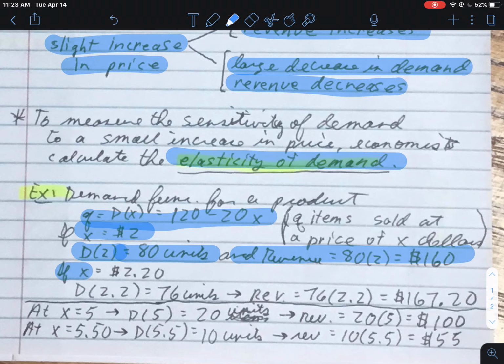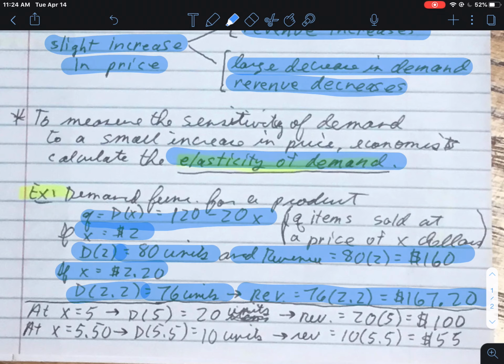Well, let's increase our price. Let's increase X to $2.20. What would be our demand, or the amount that we would expect to sell at $2.20? D of 2.2 drops us down to 76 units. So we had a decrease in the demand from 80 to 76 units. But what happened to revenue? We're selling 76 units at $2.20 apiece, so we have total revenue of $167.20. Even though our demand decreased from 80 to 76 units, our revenue actually went up $7.20.